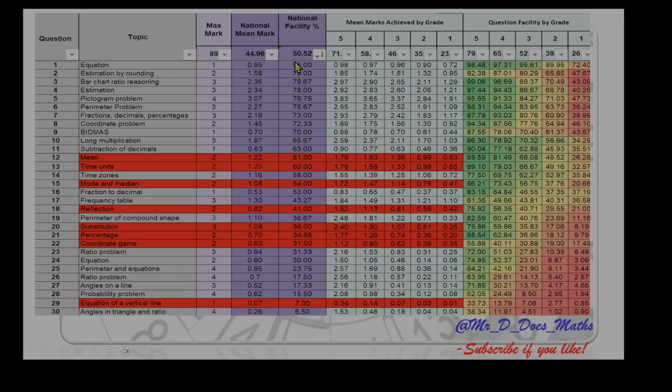Once I'd picked, how many did I actually pick? 89 marks in the end. I arranged it by national facility just to make it build in difficulty. So we've got a facility of 95% all the way down to 6.5%, so it's a fairly well spread paper.